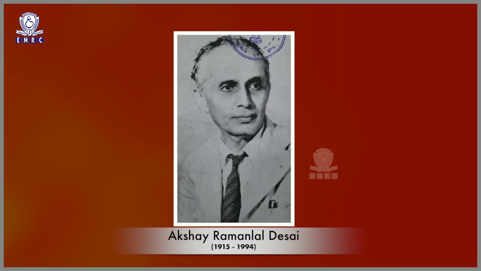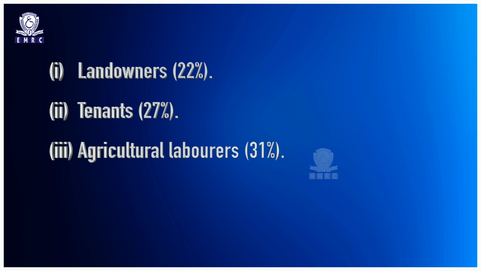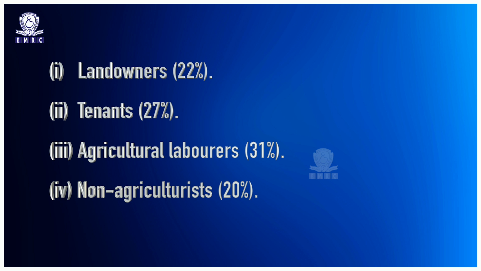According to A.R. Desai, the post-independence Indian rural setup reveals the existence of 4 classes. They are: number 1, landowners, which constitute 22%. Number 2, tenants, 27%. Third, agricultural laborers, 31%. Non-agriculture is 20%.